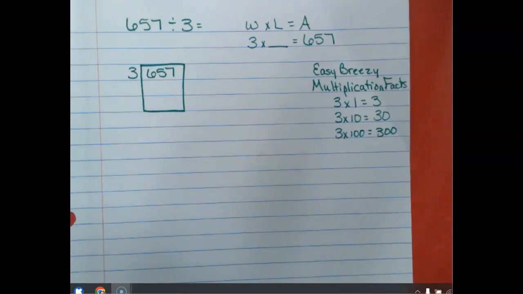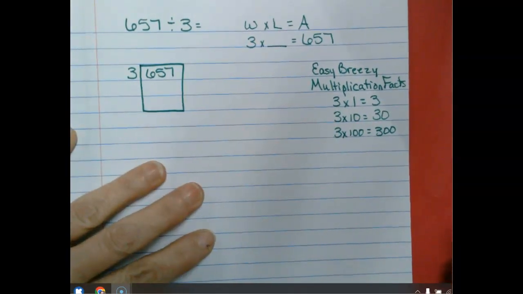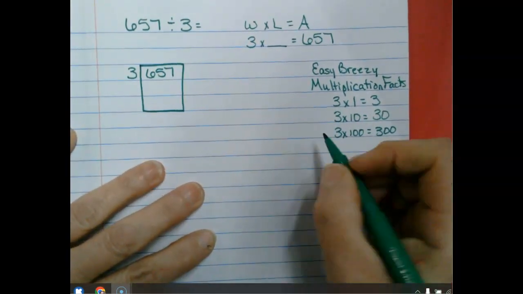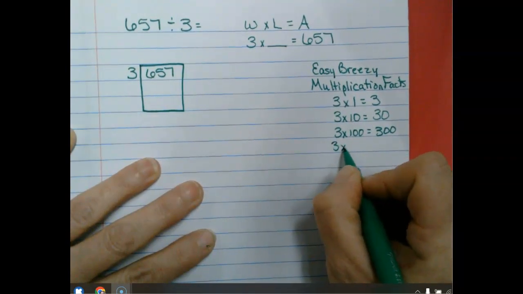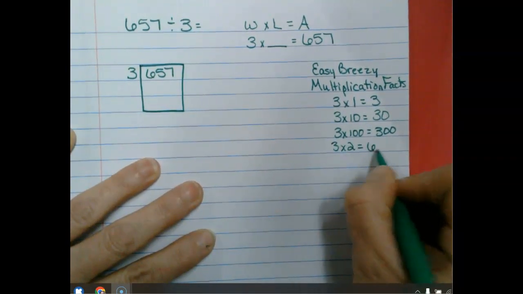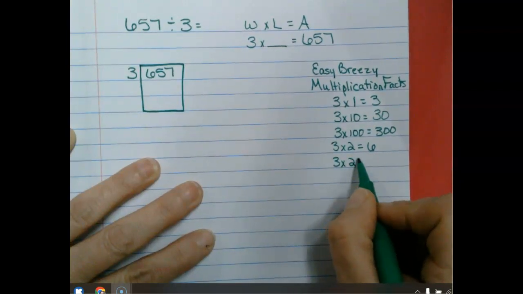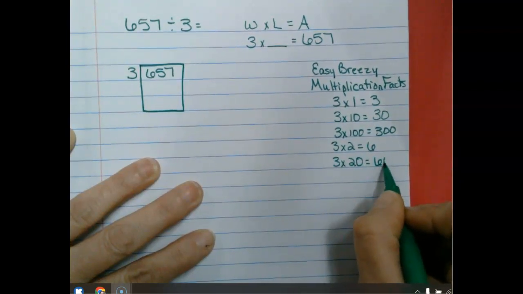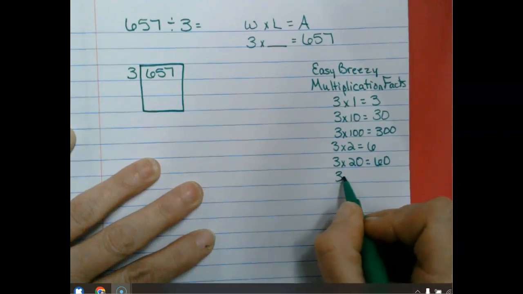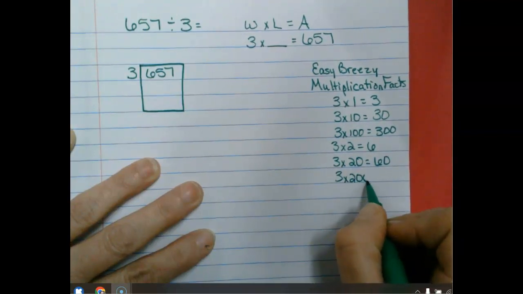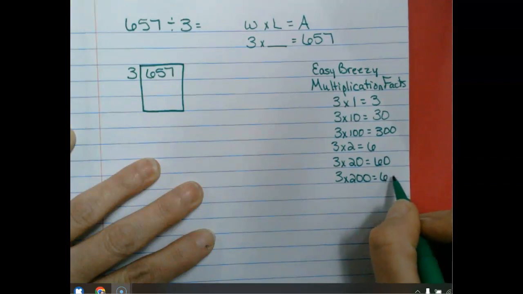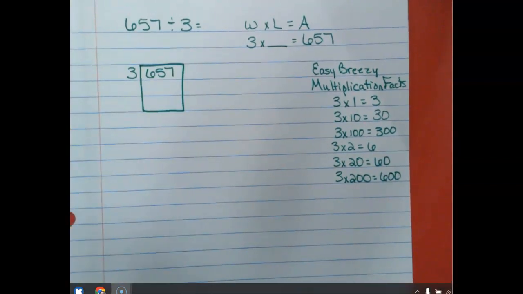So what are some other easy breezy facts that I know? Well, I know my 2's because I can skip count by 2. So let's do 3 times 2, and I know that's going to equal 6. And then 3 times 20, well, that's going to equal 60. 3 times 200, I know is going to equal 600, okay?